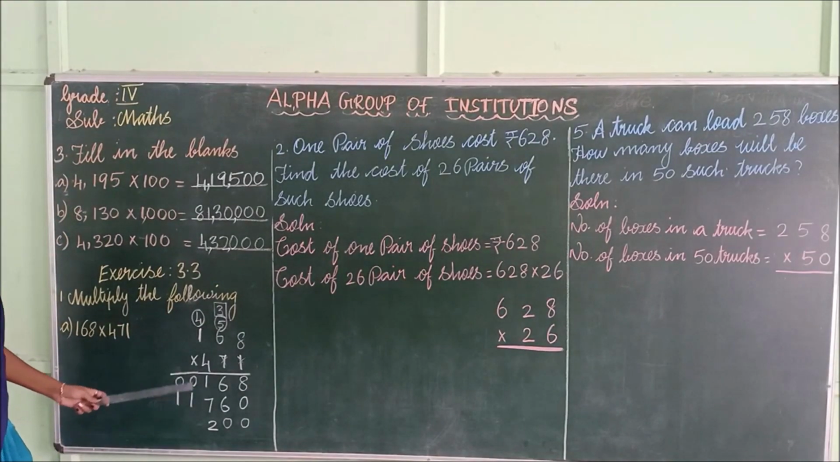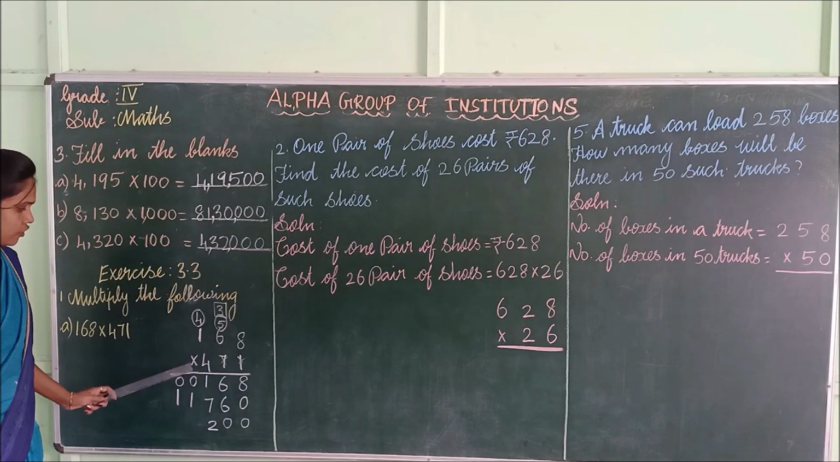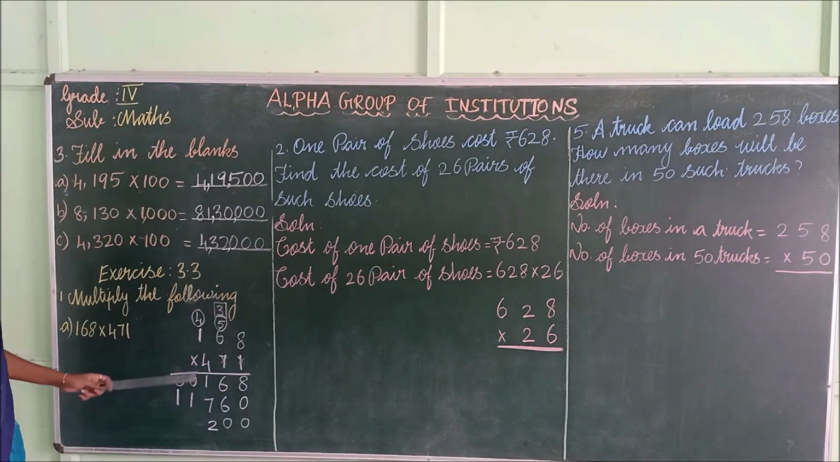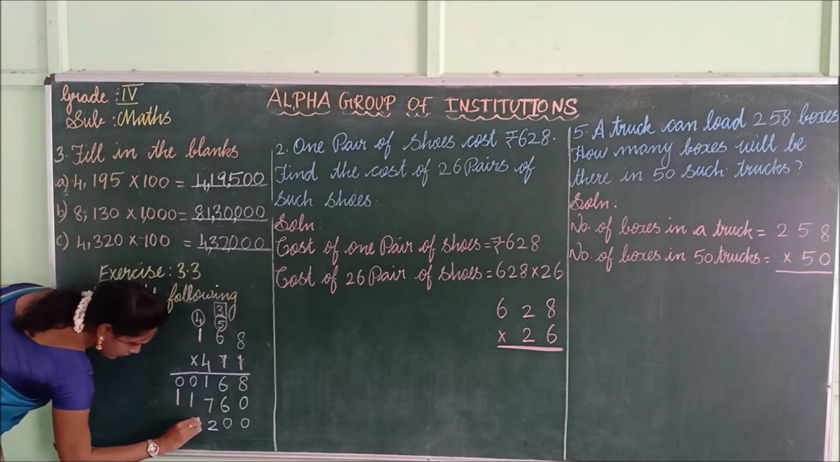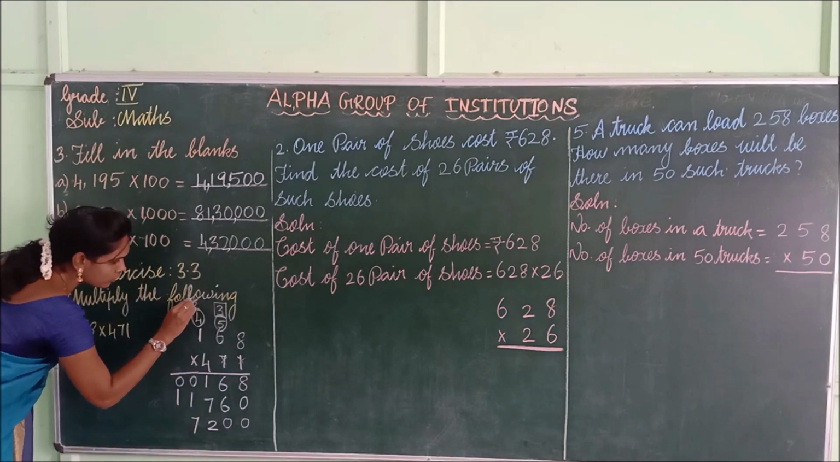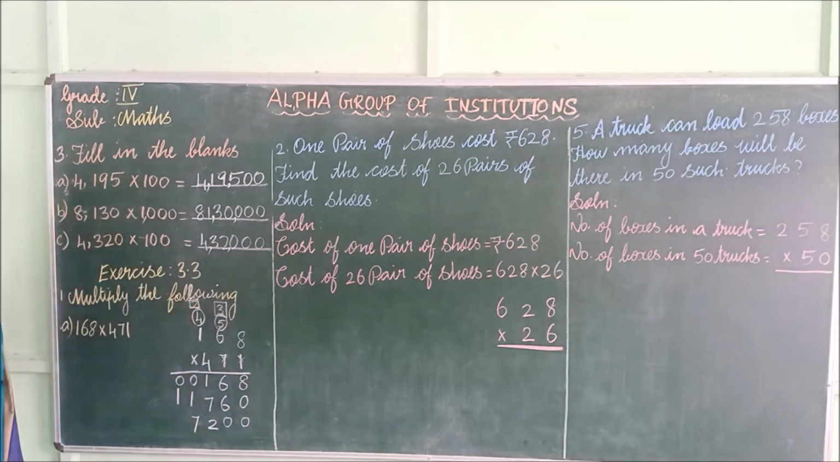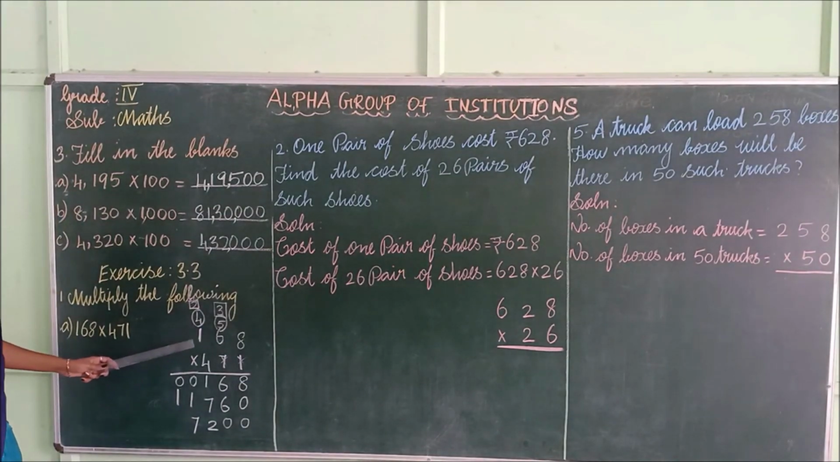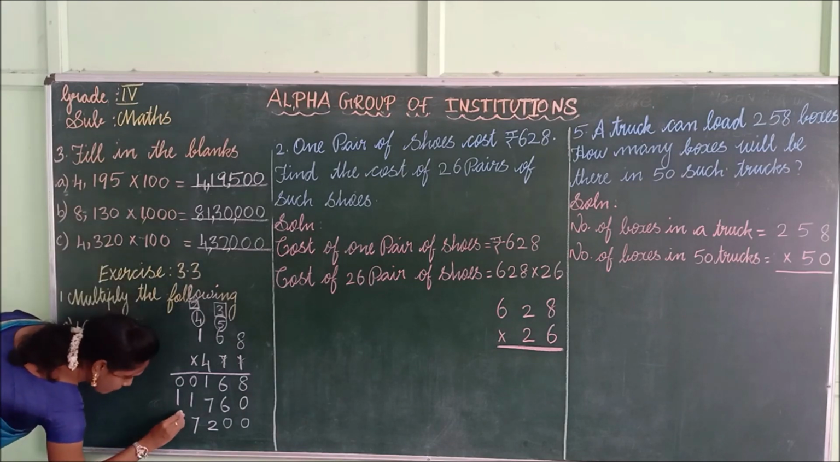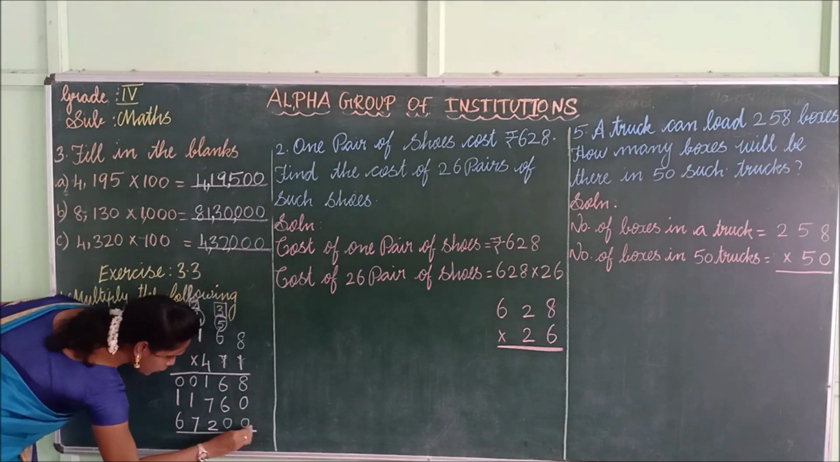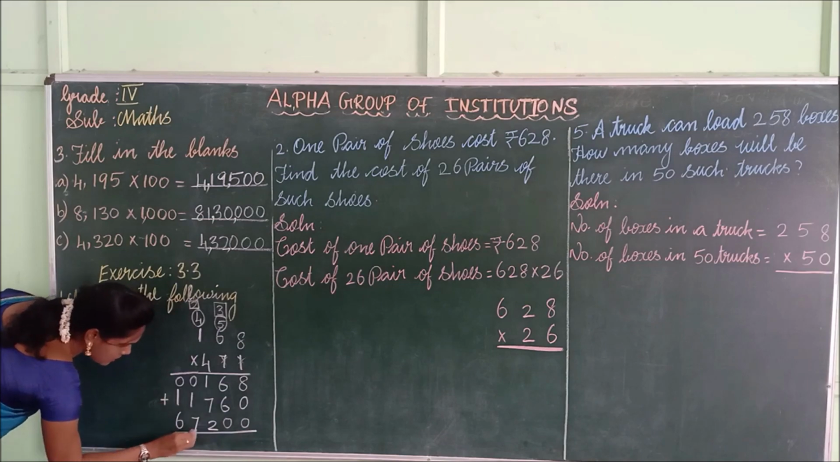Now we move on to tens place. See, 6 4s are 24. 24 plus 3 is 27. 7 and 2 should carry over to the next place value. Now at the last, 1 into 4. 1 4s are 4. 4 plus 2 is 6. Now we are going to add all these numbers.